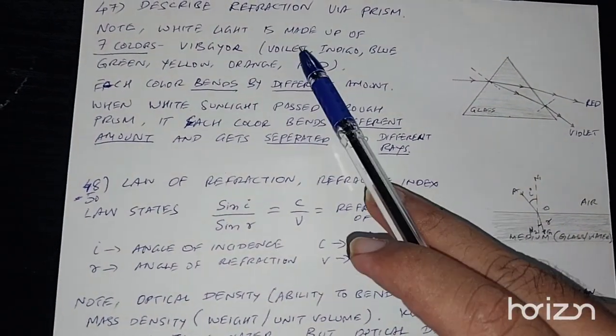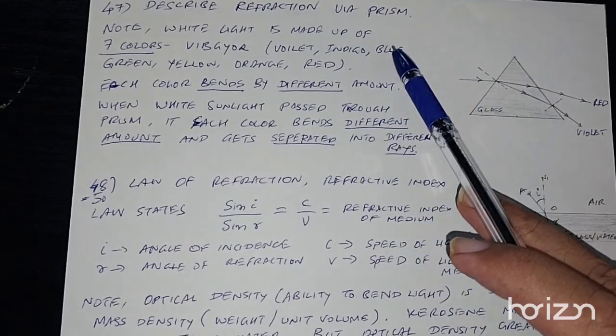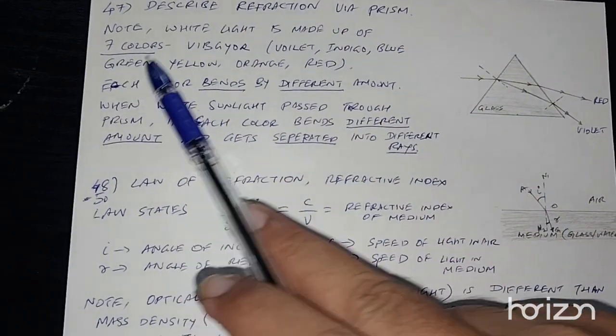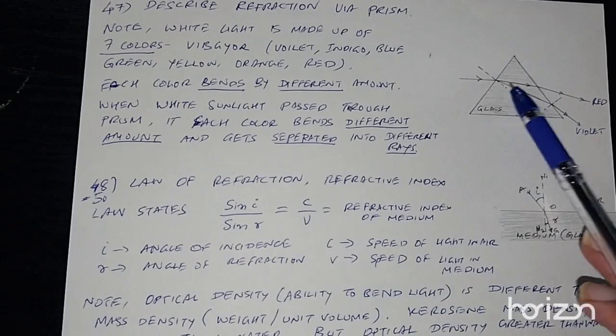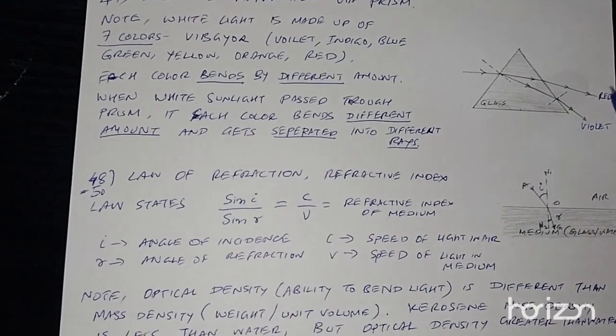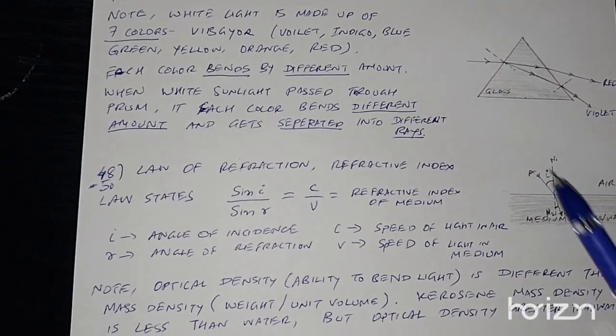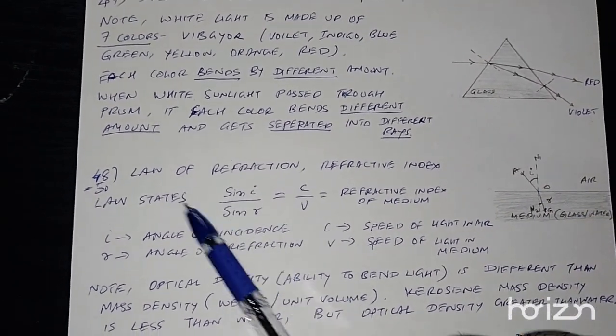So violet bends the most, indigo bends a little less than that, blue a little less than that, green a little less, and finally red is the one which bends the least. So you will get 7 rays, VIBGYOR, starting from the bottom. This is how the refraction happens in the prism.